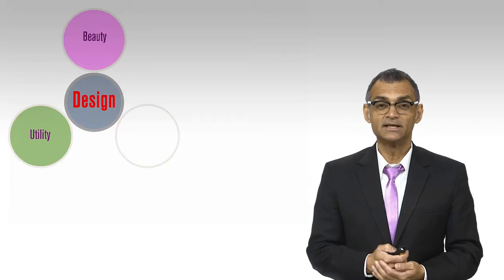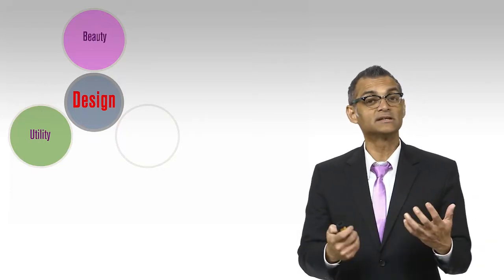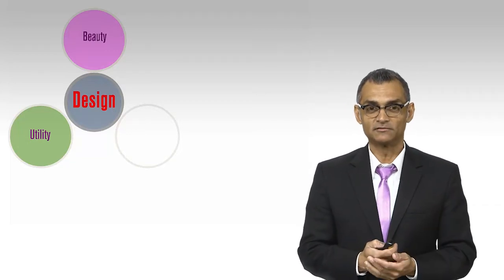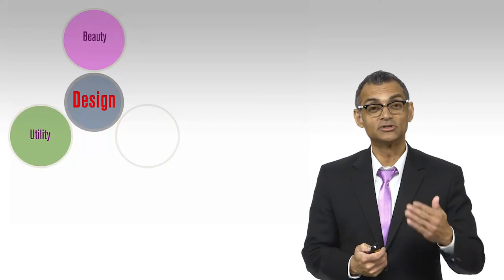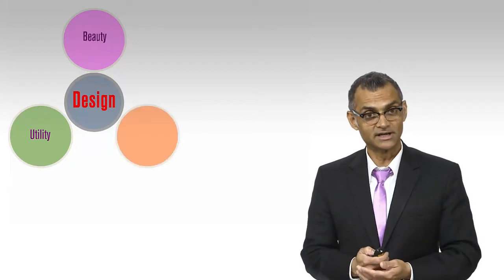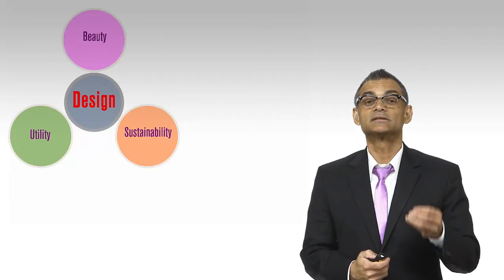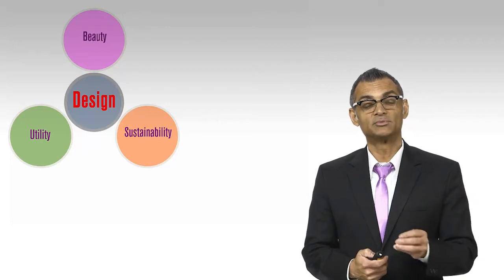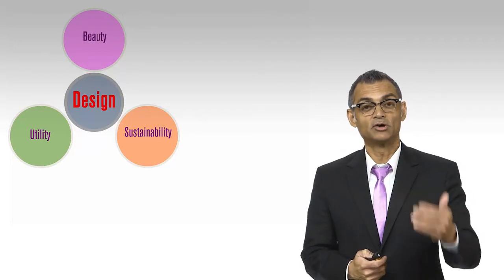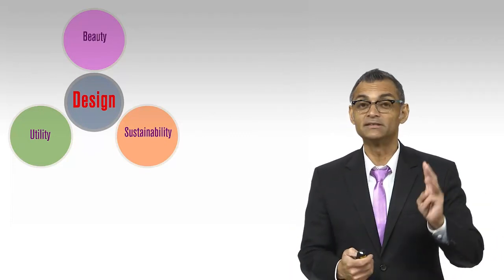The second goal of design is utility. Things can be beautiful, things can be aesthetically pleasing, but they also have to perform a certain function. We need them to work for us. We need them to be usable. We need them to be utilitarian. So that is the second goal of design. The third goal of design is sustainability. These things, they have to be beautiful, they have to be utilitarian, but they also have to be sustainable. They have to have a positive social and environmental impact on the world in which we live. So I think these three are important goals of design.